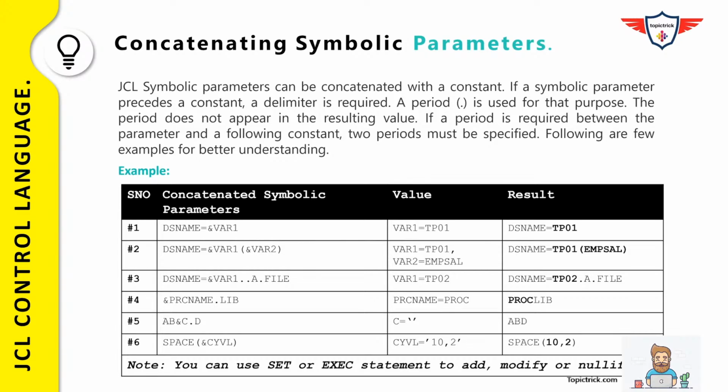Similarly, in the fourth example, I want to concatenate a symbolic parameter with a text. So in this case, %prc name dot lib. So you notice that there is a single dot because I want that after the symbolic parameter value, there should be a text, right? So in this case, I've specified proc as an input value to the symbolic parameter, and the output is proclib. So this is how you can create the member name or dataset name or any other job control statement as per your requirement.